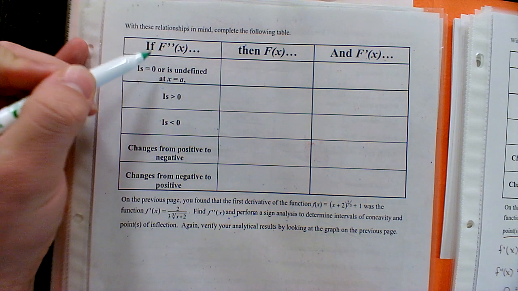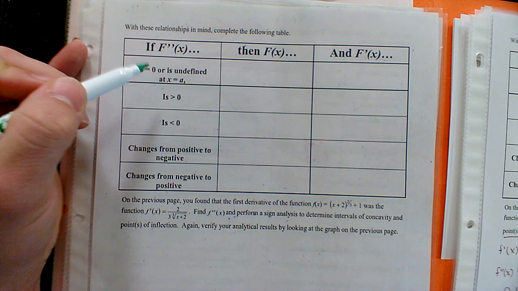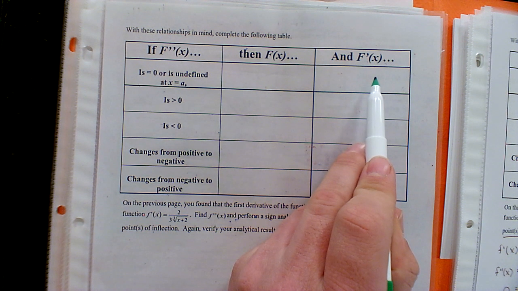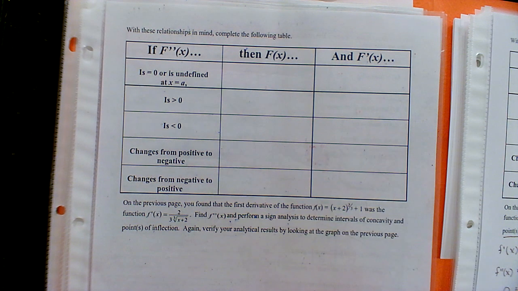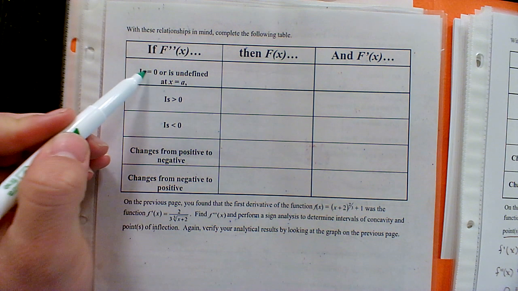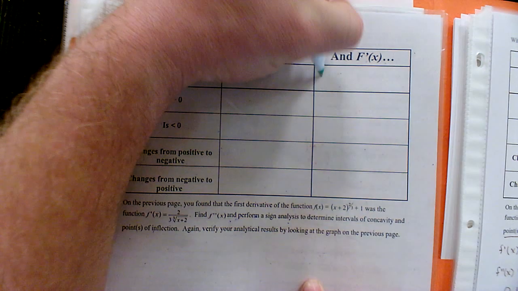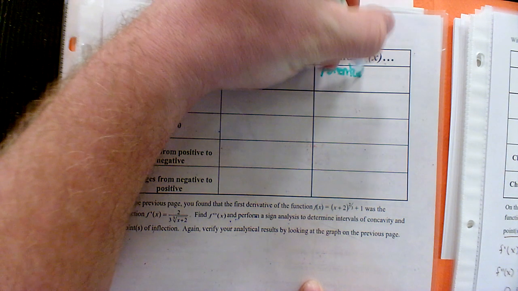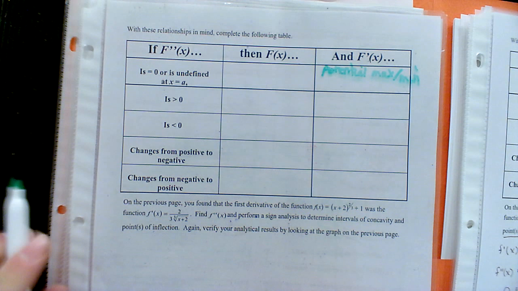So if the second derivative is equal to 0 or is undefined at some x equals a, what can that tell us about the first derivative? So think about that relationship we just talked about. The second derivative related to the first derivative is the same as how the first derivative is related to the original. So if you have to, you can maybe use your notes from yesterday. But if f double prime of x is equal to 0, what do we know about the first derivative? Dan? There's a maximum or minimum there. Yeah, potential max or min. A potential max or min.